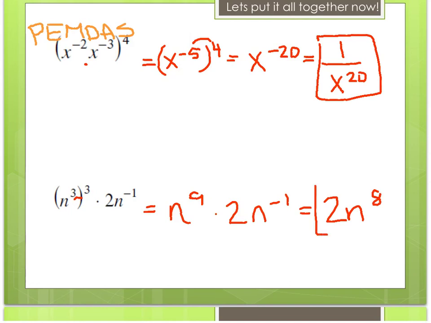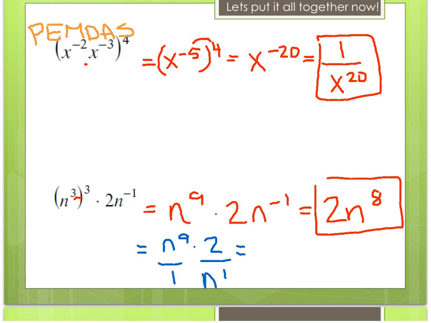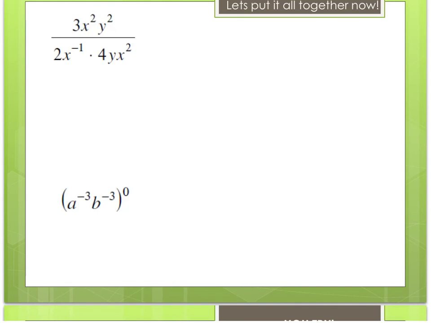And then that's it. And I want you to see why that works, because if I were to move this guy to the bottom of the fraction bar in the beginning, I would have gotten n to the 9th times 2 over n to the 1st. And if I multiply these guys together, I get 2n to the 9th over n. And then you can see by subtracting the exponents, I get 2n to the 8th. So many ways to look at the same problem. Just depends on how your brain sees the problem.